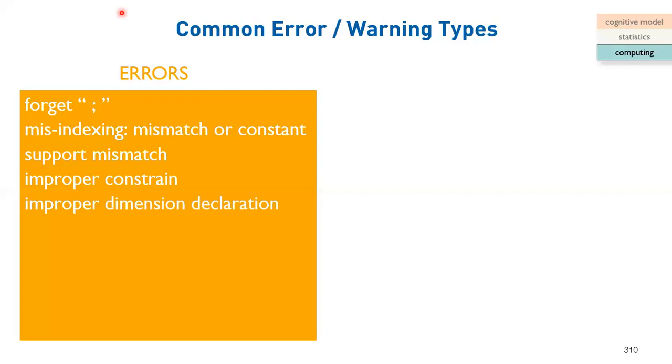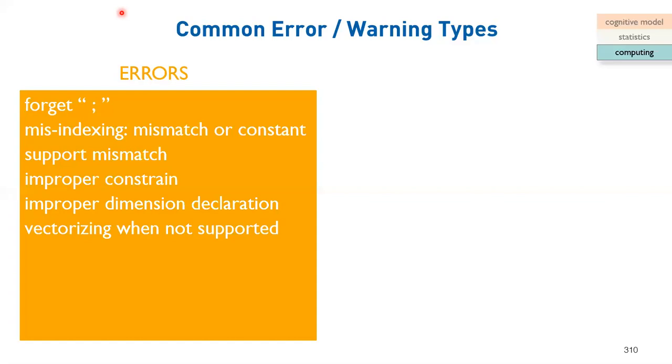An improper dimension declaration, that basically means the dimension is mismatched. And the next one is vectorizing when not supported. So we said vectorizing is a good feature of the Stan language, and we could always try to do vectorizing as much as possible whenever we can. And whenever we see a loop, we could think about if we could get rid of the loop by utilizing vectorizing. Even though this is recommended, sometimes in particular cases, vectorizing is not supported.